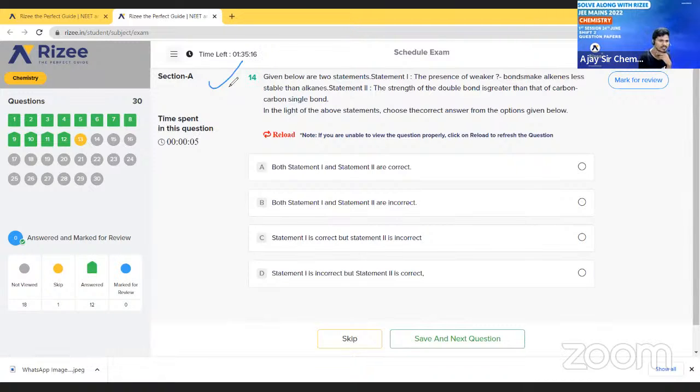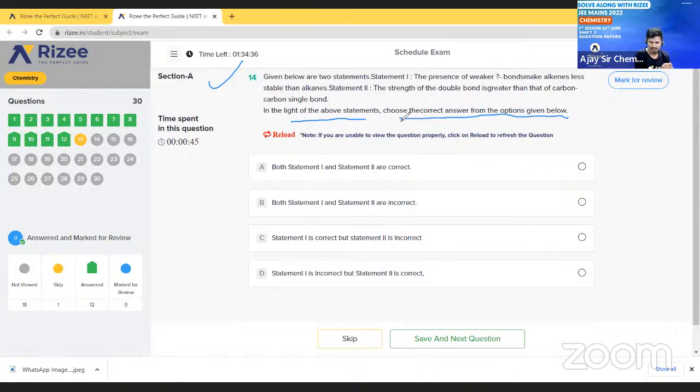See here, two statements are given. In the light of the statements, choose the correct answer for the following option. We have to choose the correct option. Can I read this? Tejaswini, is that correct? Correct only. You can see any previous analysis, you can understand. That is correct only. Previous year question.